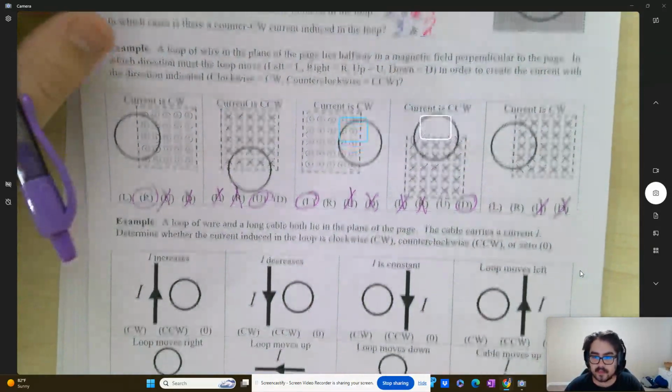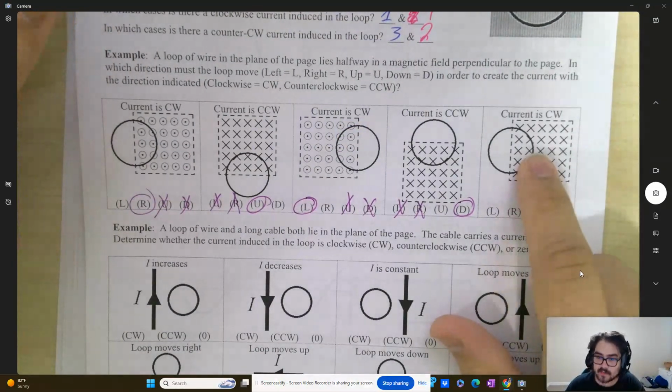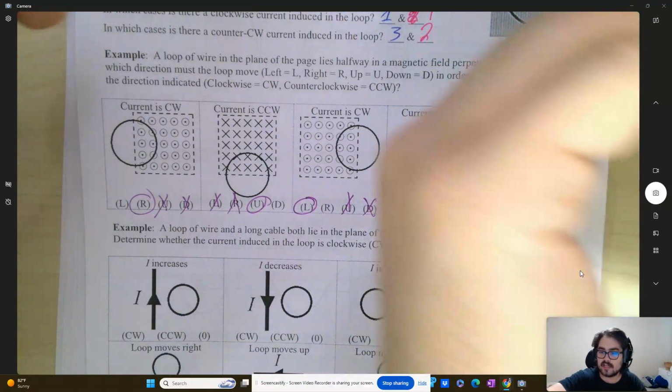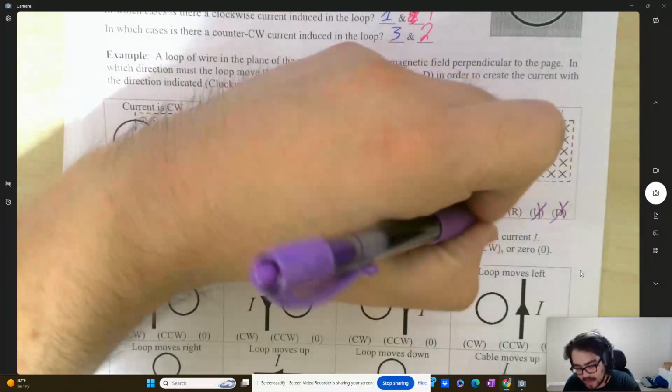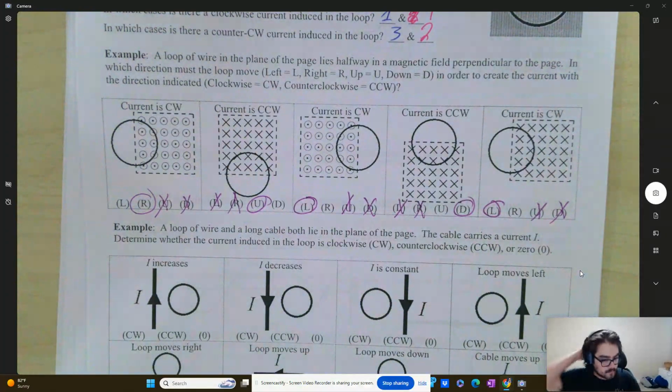None of these have been decreasing yet. That's crazy. For current to be clockwise, right? Okay, into the page. Right gives us clockwise, so we would need to be decreasing, so we need to move it out of the field, okay?